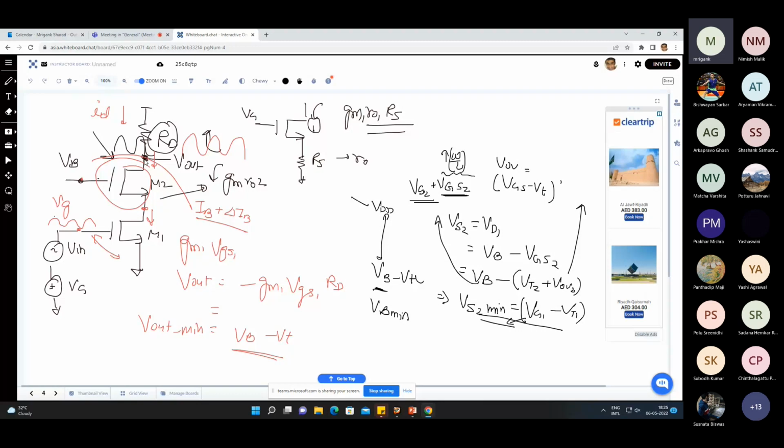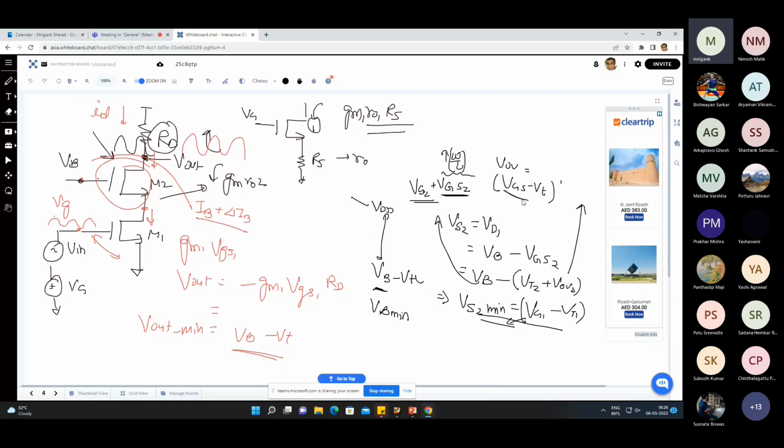We can try to maximize the swing. Is that clear? Suppose you are able to increase the W by L of M2 so large that the VGS is almost equal to, say, VT. So what will happen if your W by L is very large?